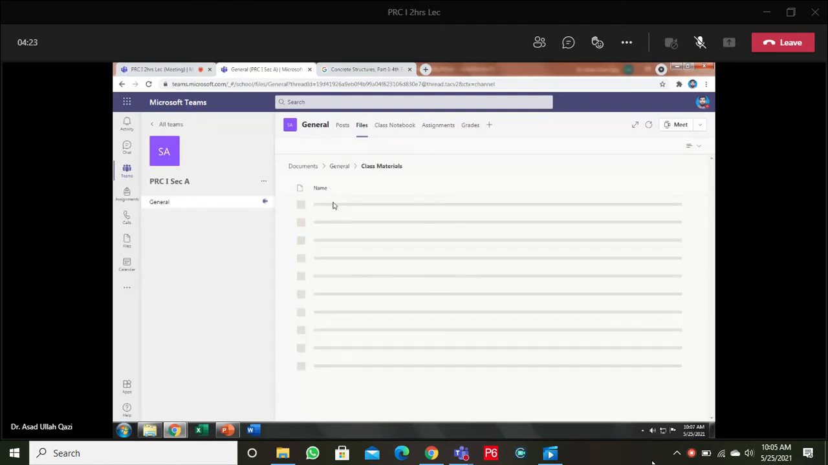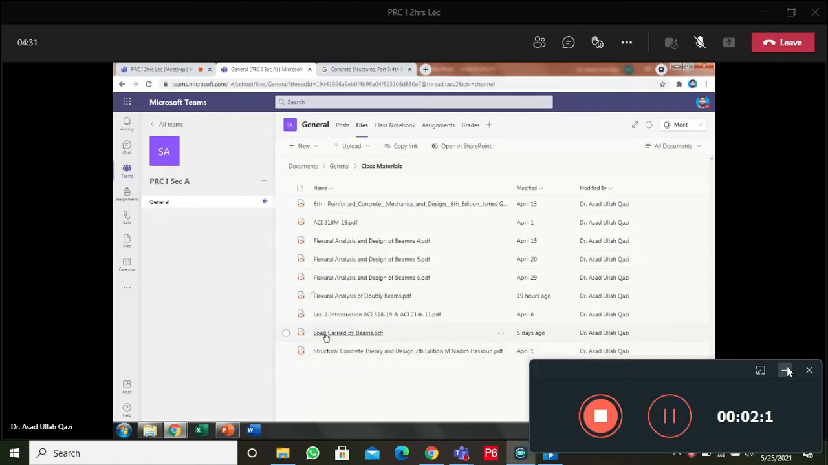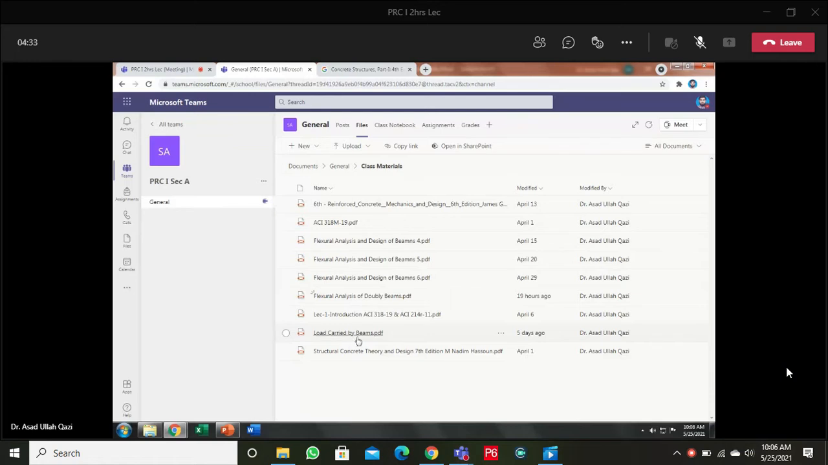So section A, I have shared with you PDF files, load carried by beams, and yesterday I uploaded a flexural analysis of doubly reinforced beams. So this PDF file, which I'm going to discuss today, you can find in your files folder.